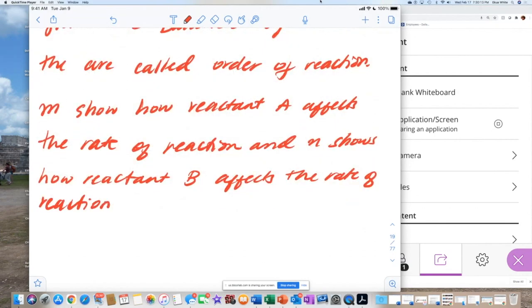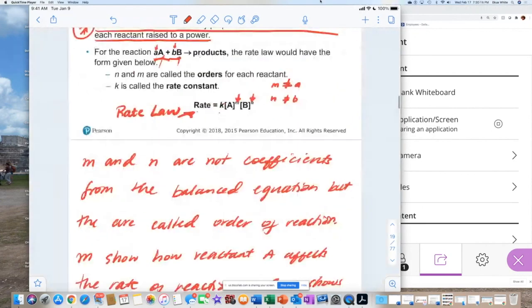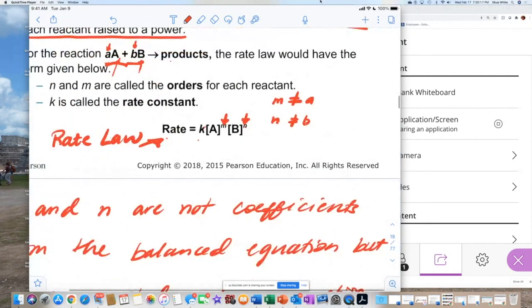So they are not the coefficients of the balanced equation. They have a purpose, and that's to communicate how these reactants here influence the rate of the reaction.